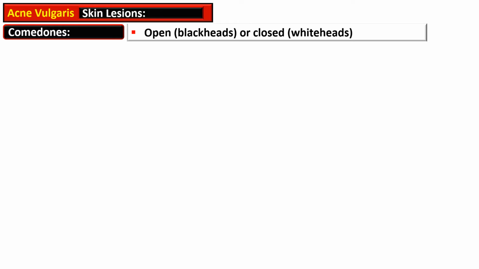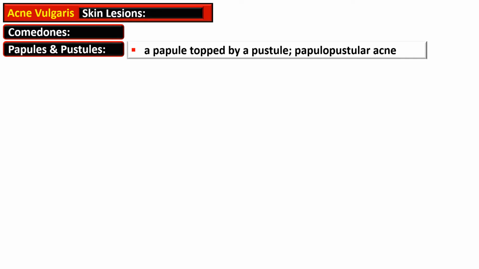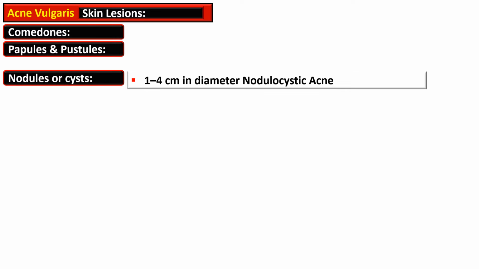Many skin lesions are present in acne, and it is important to recognize the specific morphologic type of acne. Comedones we have already discussed in detail. These are the lesions of non-inflammatory acne, and they are of two types, the open and closed ones. The open comedones are also termed blackheads, while the closed are whiteheads. The papules and pustules are also present in acne. These papules are topped by a pustule, and this lesion is seen in papulopustular acne.